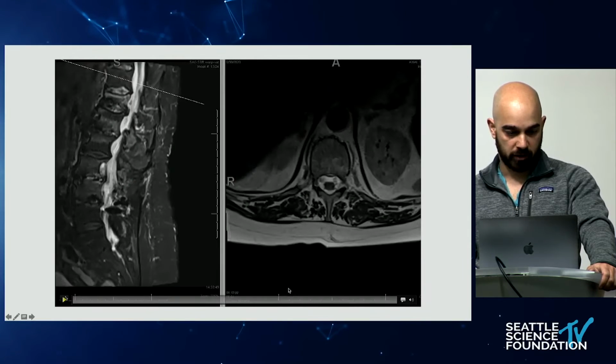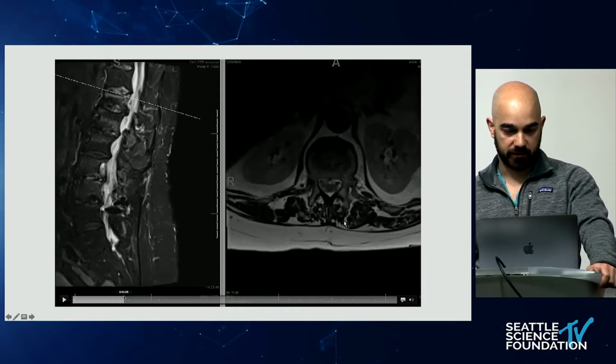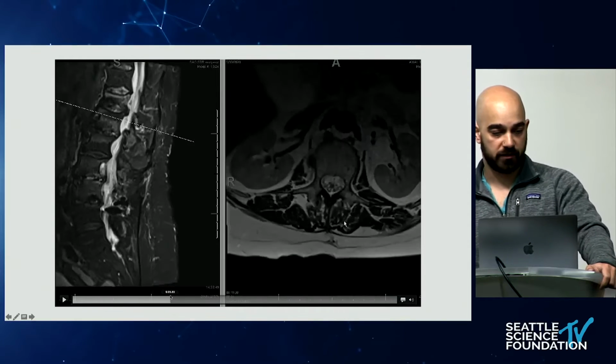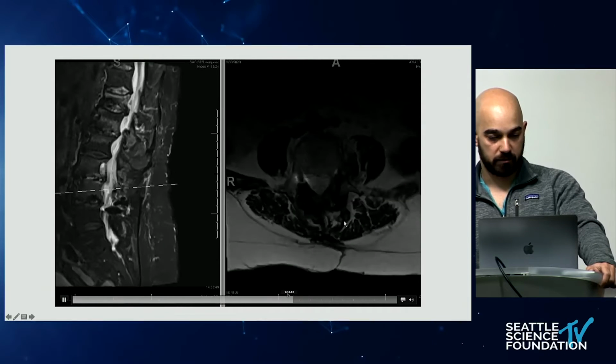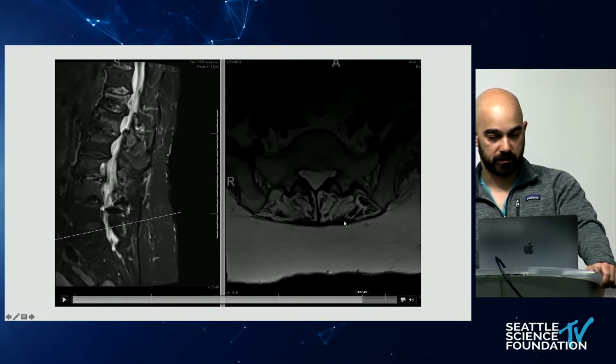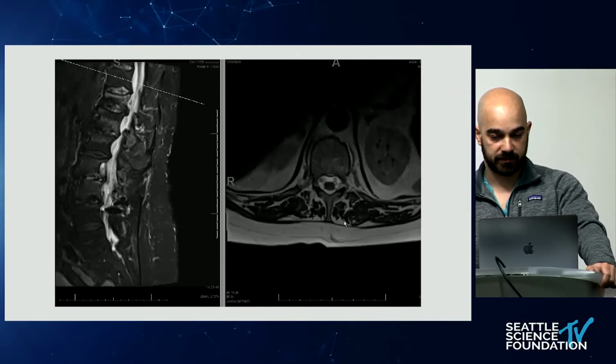And also on her MRI, you can see that there's evidence of stenosis at multiple levels and severe degenerative changes of her lumbar spine, again at multiple levels, including at the level of her previous TLIF.